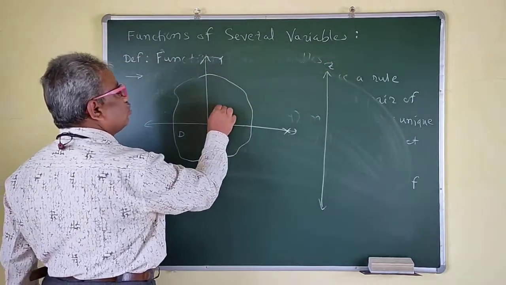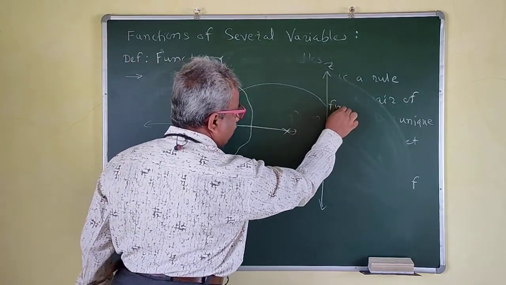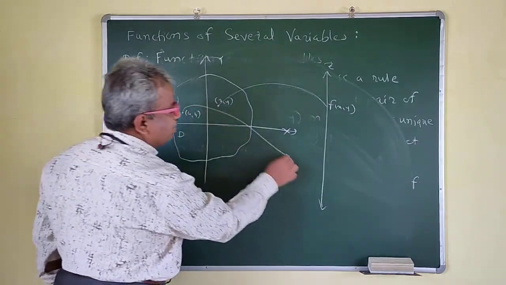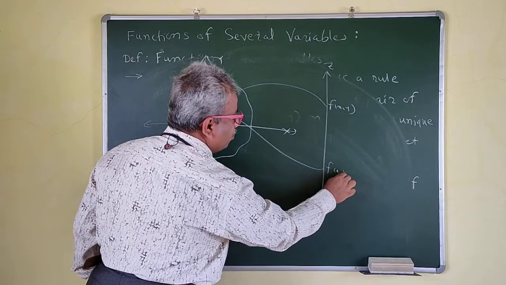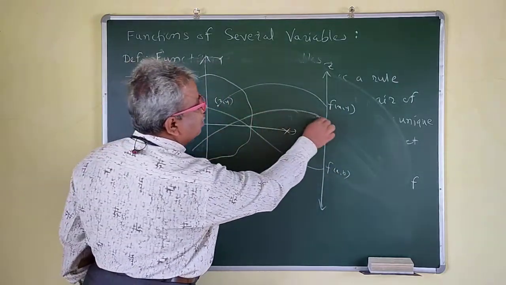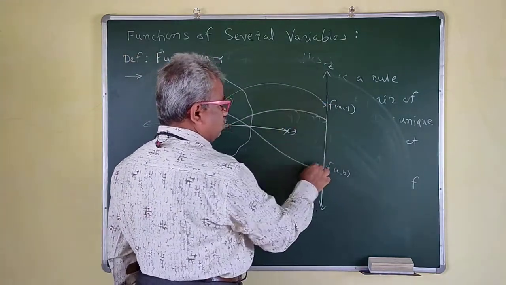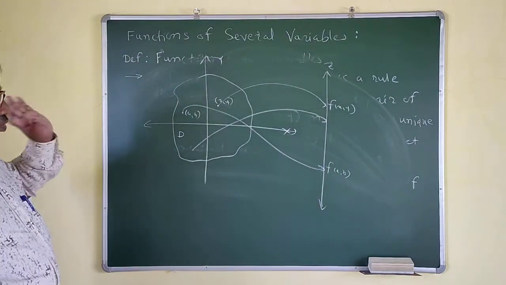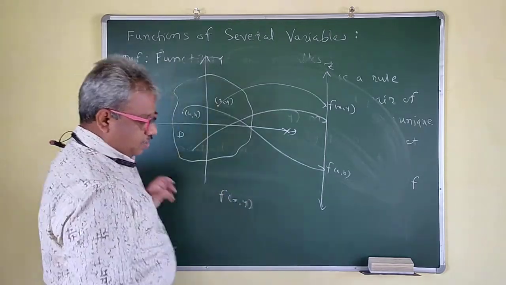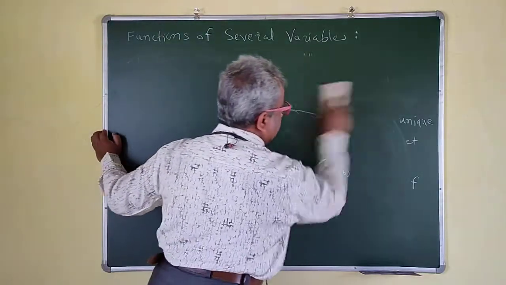Now suppose this is (x, y) and this is assigned to a real number. This is f(x, y). Suppose this point is (a, b), then the image of (a, b) is somewhere. Suppose this is f(a, b). Every point of this domain is related to this set. Then this is called a function of two variables, and a function of two variables is denoted by f(x, y). So first we will see what R2 and R3 are.